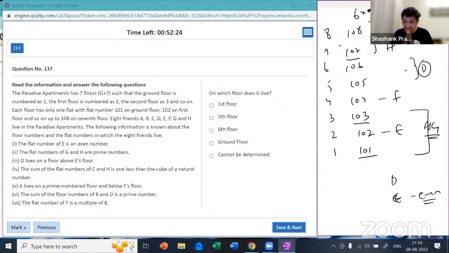Sum of B and D is a prime number. Cool. And D is a prime. Where is B? 211 is a prime number, right? 7, 13, yeah, 17 now. Okay. B and D is a prime number. Cool. So I can't say anything, right?